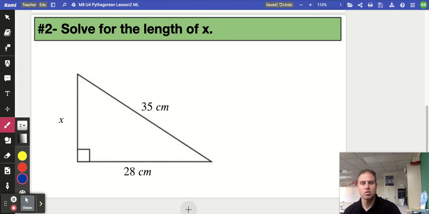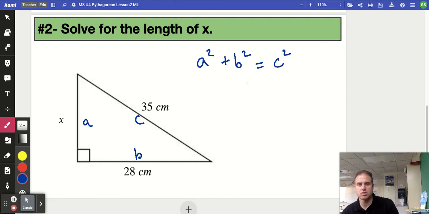Now here, we're given the hypotenuse this time. We know what C is, but we do not know, for example, what A is. So we're still going to use the Pythagorean theorem. It's still a right triangle. A squared plus B squared equals C squared. All right, and now we're just going to plug in what we know. We know that A is equal to X. We know that B is equal to 28. And we know that C is equal to 35.